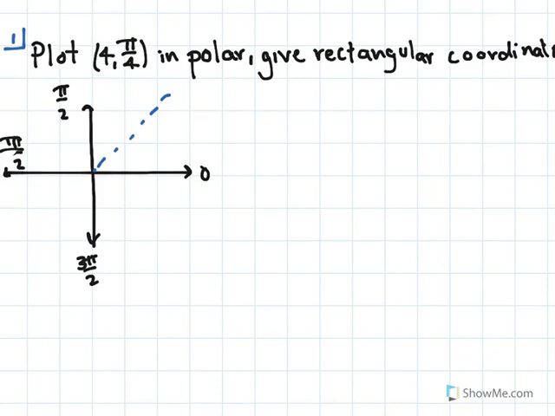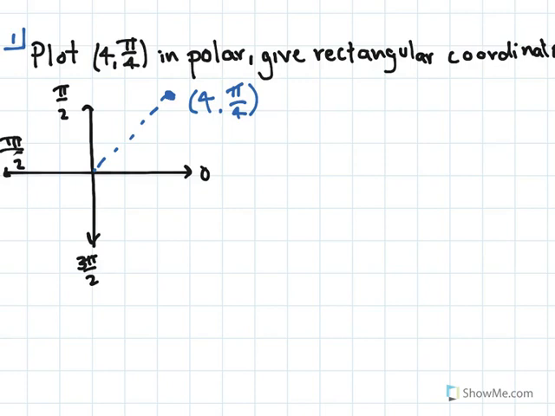We're going to just say that this is approximately 4 units out from the pole. This isn't to scale, but you get the point of what you have to do: you find your angle on the graph and then move however many units away from the pole. So that's just a rough graph of our point (4, pi over 4) on the polar graph.